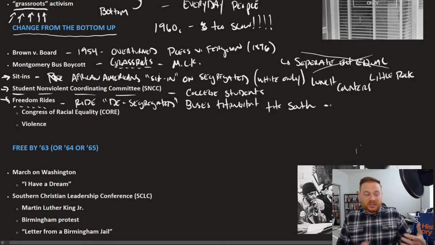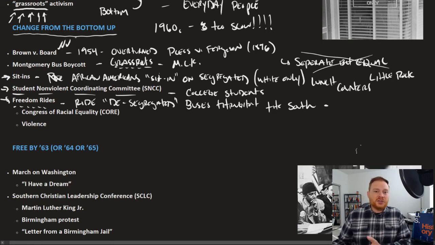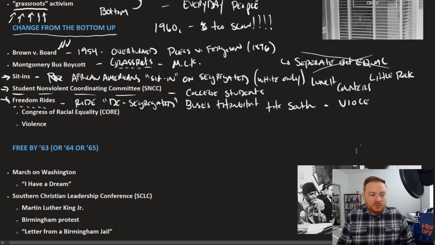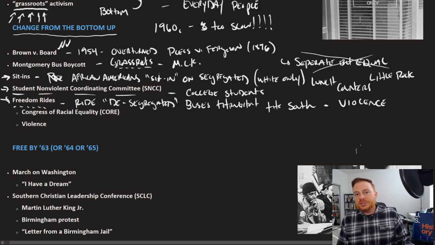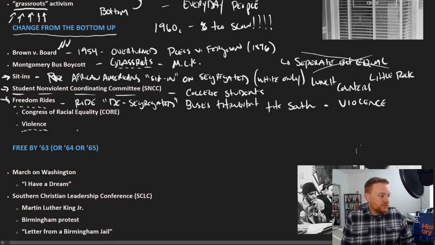Because, like I mentioned before in the case of Brown versus Board, it's one thing for the Supreme Court to rule on a particular issue. It's another thing for it to actually happen. And so these freedom rides were especially dangerous. They were especially confrontational. Both the freedom rides and the sit-ins were confrontational. And the freedom rides themselves were met with violence. A number of riders were hospitalized. One of the buses was set on fire with a firebomb. And eventually this forced President Kennedy to send in federal troops to rescue the Freedom Riders.